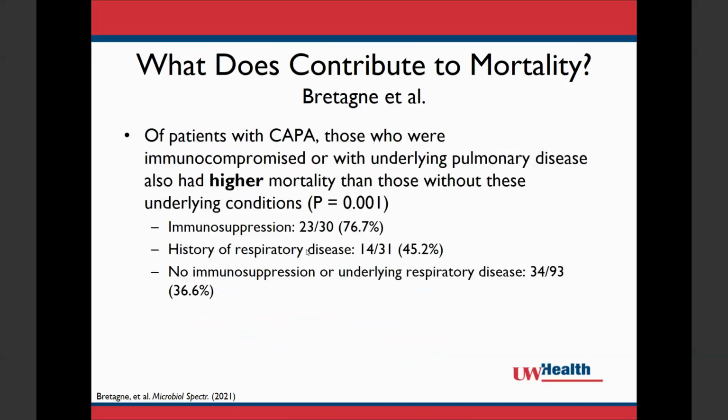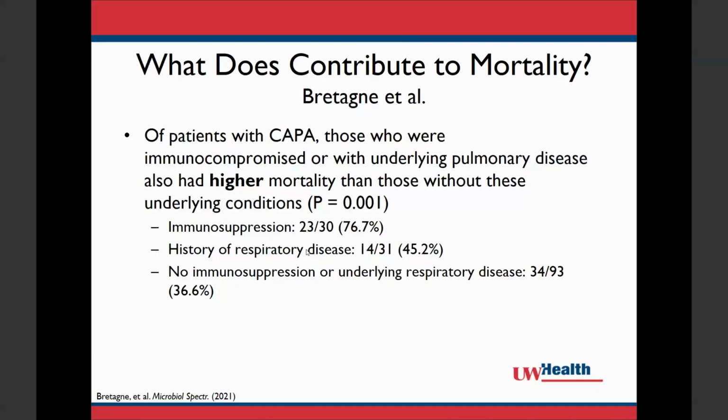So what does contribute to mortality in these patients? Obviously, the CAPA, or the pulmonary aspergillosis, is causing this respiratory decline, but are there patients who are at higher risk of mortality versus other groups? And so this study based in France did look at CAPA patients and broke them into three groups.